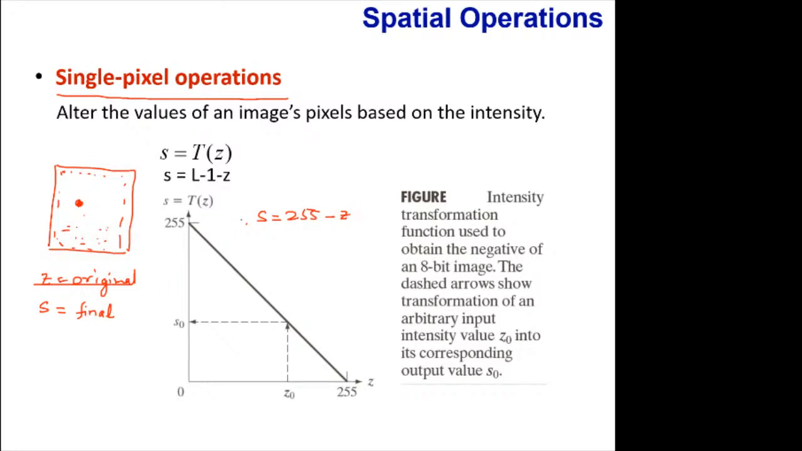So suppose there is such an equation which I specify: Z is the original intensity, S is the changed, final intensity. What will happen if I apply this law to the intensity of a pixel? Look at this point, the value of Z is 0. All along this line, the value of Z is 0. So when Z is 0, what will be S? S will be equal to 255. That is this point.